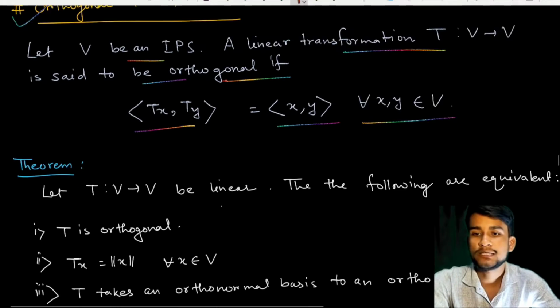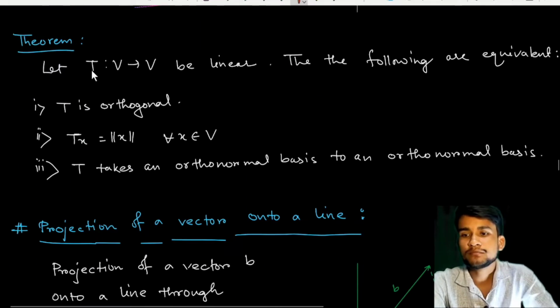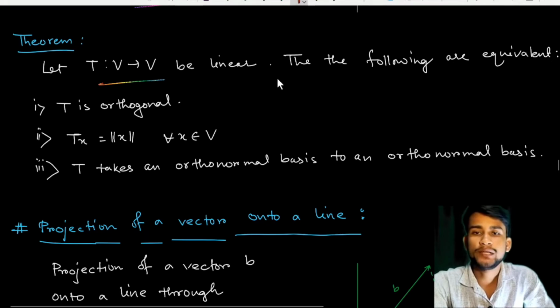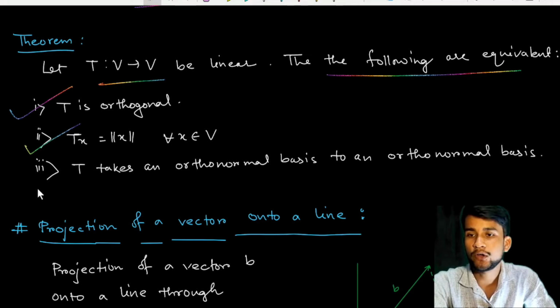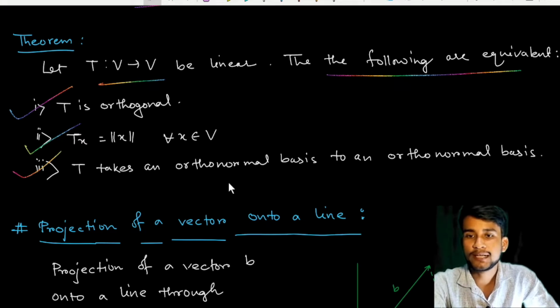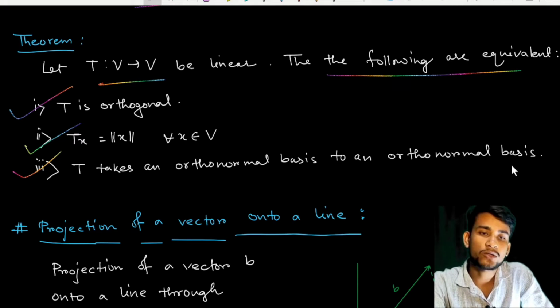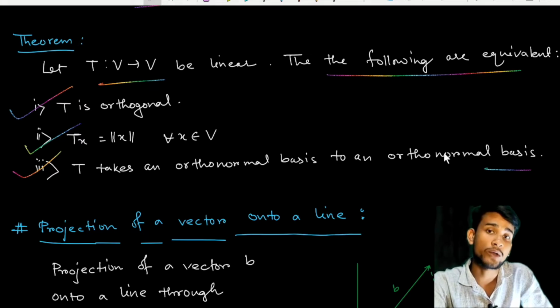Now let us come to another theorem. Let T from V to V be linear, then the following are equivalent: T is orthogonal; norm of Tx equals norm of x for all x belonging to V; T takes an orthonormal basis to an orthonormal basis. That means T is also one-one, you can say.